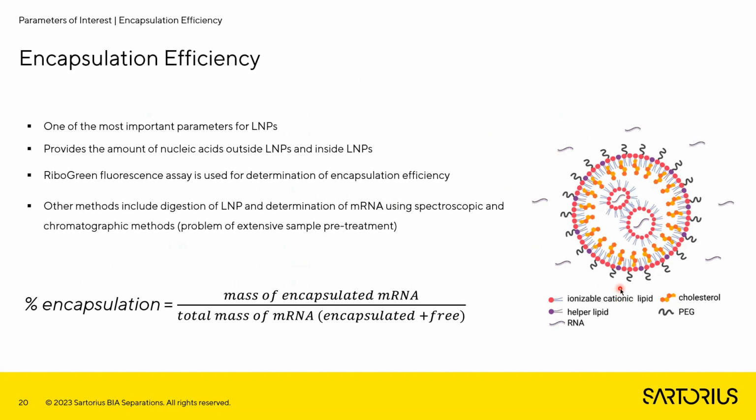Usually, the RiboGreen fluorescence assay is used for determination of encapsulation efficiency, and also other methods, including digestion of LNPs and determination of mRNA using spectroscopic and chromatographic methods. But here we can encounter problems, especially with extensive sample pretreatment, which can change the composition of the particles and so on.